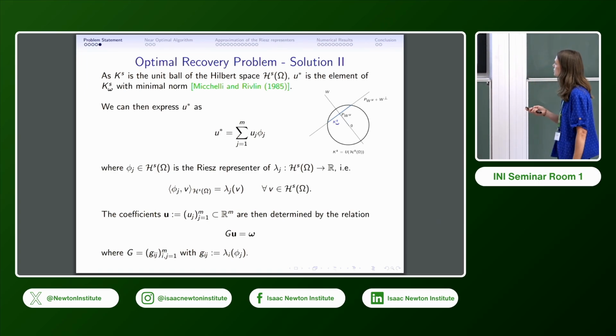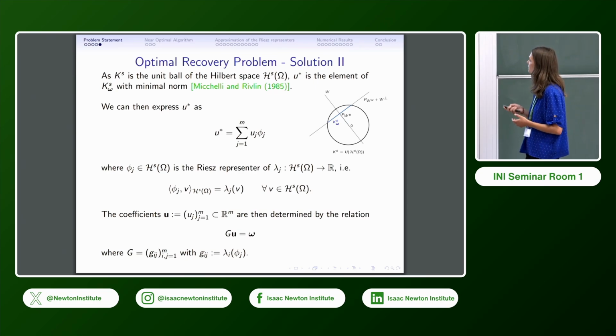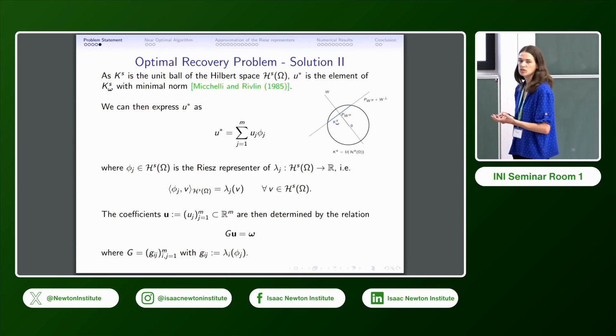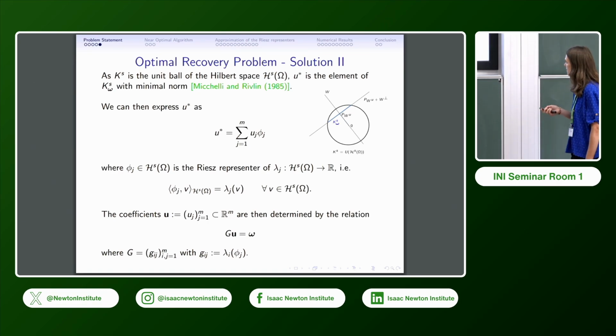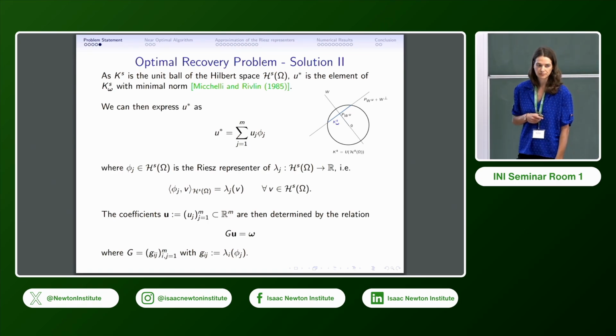Okay, so that's just the problem that my phi j satisfy. And then once we have these Ritz representers, we can find the coefficients in the expansion here by simply solving this linear system, an m by m linear system, m being the number of measurements, where G is my Gram matrix, and W is the given vector of observations.